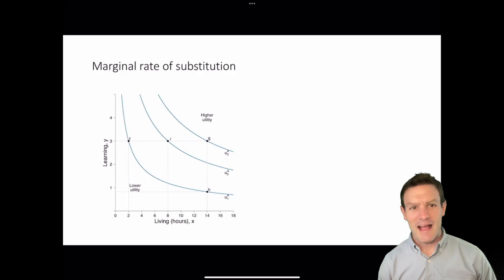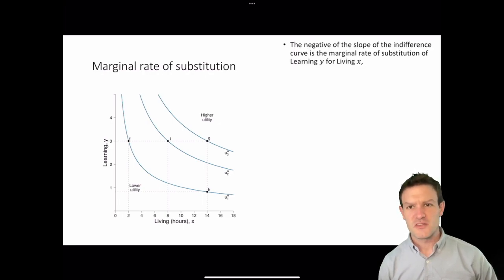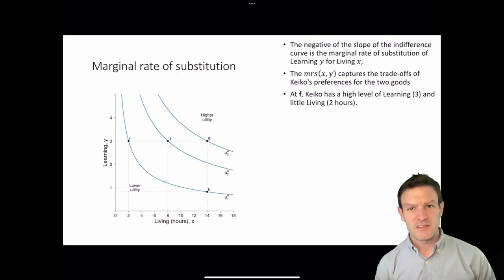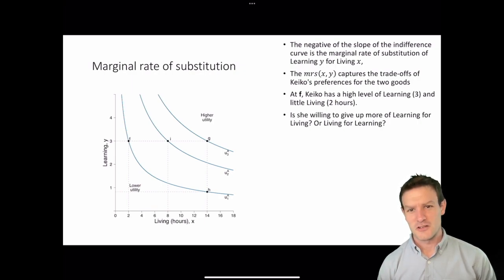Okay, so here we are back at Keiko's indifference map with three different indifference curves for living and learning, two goods that she likes. The negative slope of the indifference curve is the marginal rate of substitution of learning y for living x, as we've already said. And we said that the marginal rate of substitution captures the trade-offs of Keiko's preferences for the two goods. Now at point F, Keiko has a high level of learning, 3, and little living. She's got 2 hours basically for leisure and doing other things. That's not too much time.